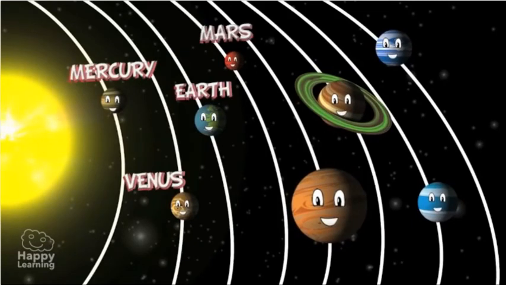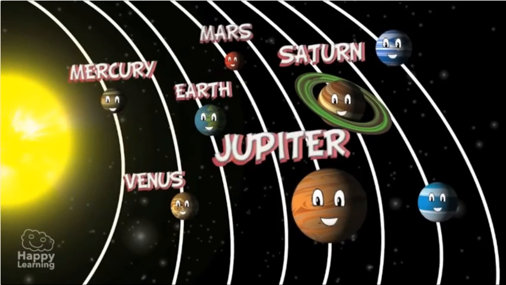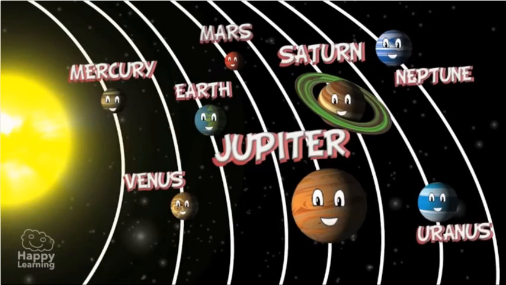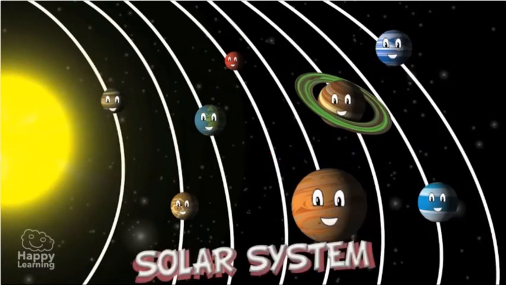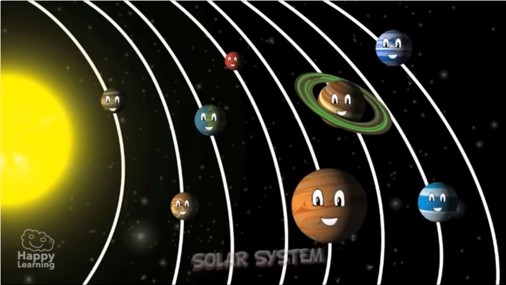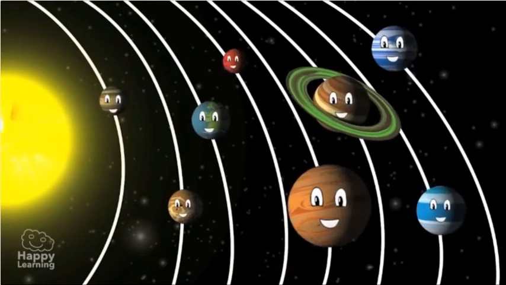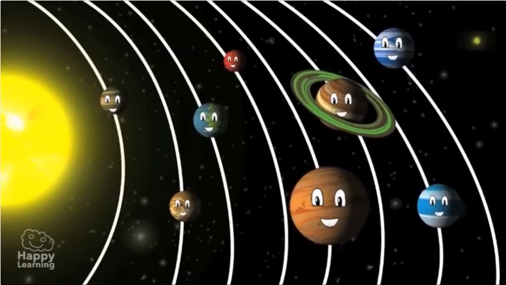As you can see, Mercury, Venus, Earth, and Mars are closer to the Sun and also smaller than Jupiter, Saturn, Uranus, and Neptune.